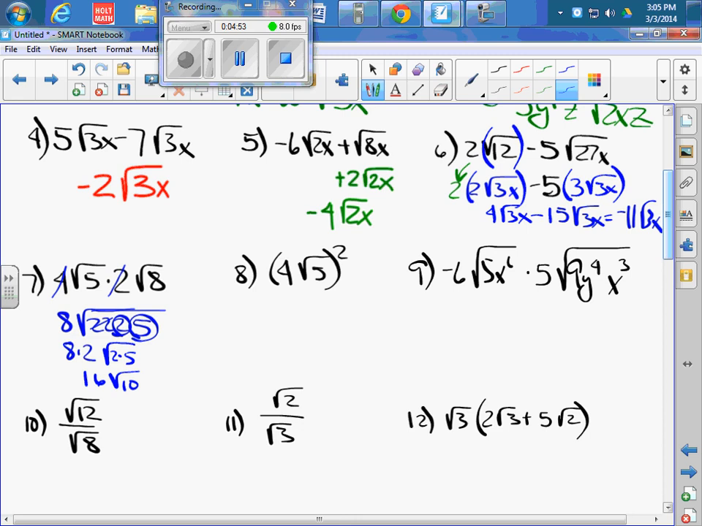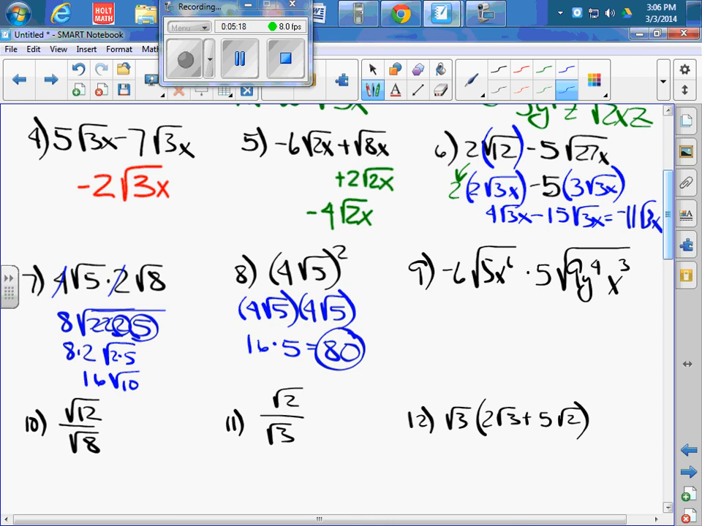Number 8. In number 8, make sure you're squaring the parentheses. It's more than just squaring the radical 5. It's 4 radical 5 times 4 radical 5. And 4 times 4 is 16. Radical 5 times radical 5 is 5. We're talking 80 here.